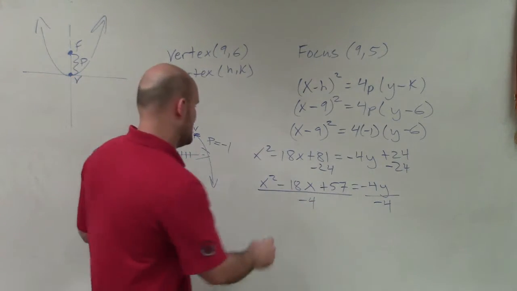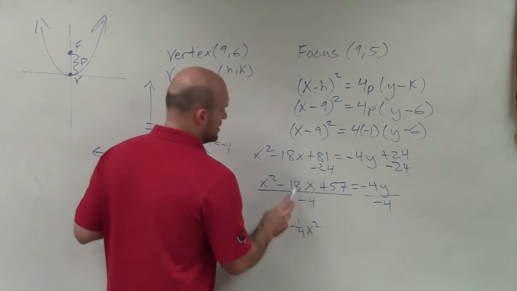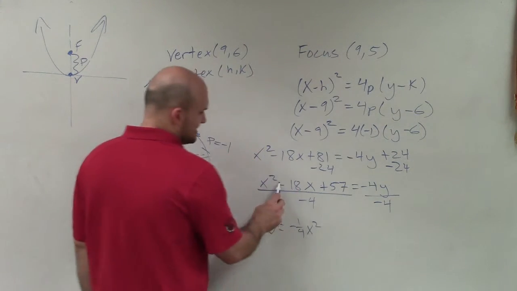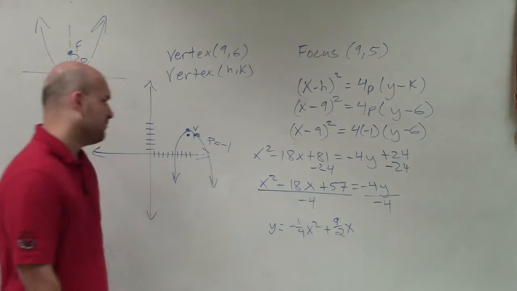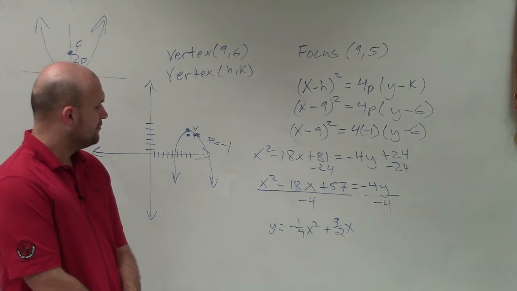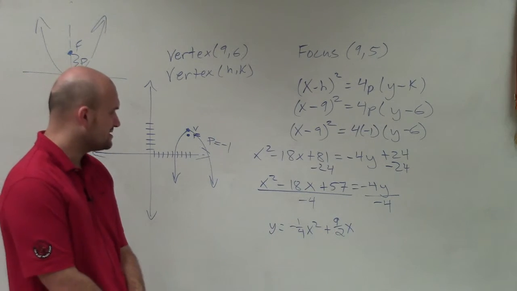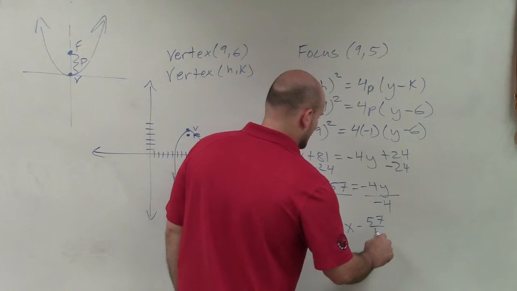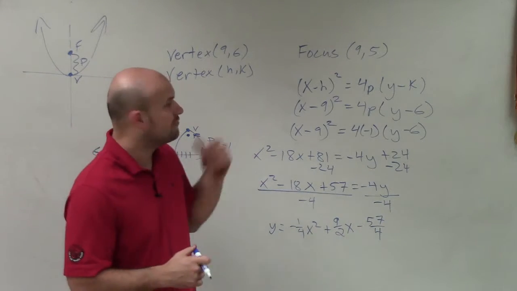So by doing that, I will now have y equals -1/4 x squared. This can be reduced into 9/2. And that's a negative divided by a negative, so it's a positive 9/2 x. And then 57 divided by 4, 4 does not go into 57 evenly, so that's going to be left as -57/4. And there you go, ladies and gentlemen. That is how you write the standard equation for your parabola. Thanks.